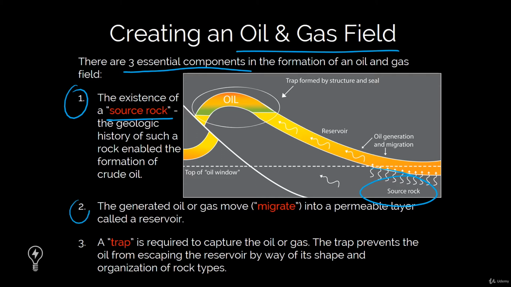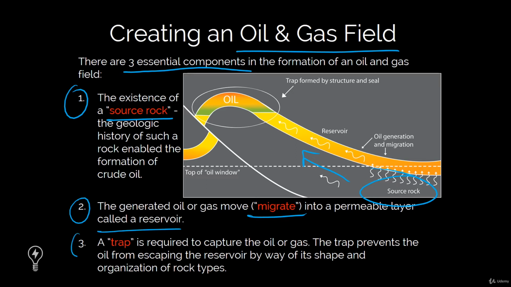Second, oil and gas need to be able to move, to migrate upwards through tiny connected pore spaces in the rocks. If the pores in the rocks are interconnected, then oil can flow easily out of the rock. This parameter is known as permeability. The porous rock must have good permeability so that the oil or gas can migrate into the permeable layers known as the reservoir.